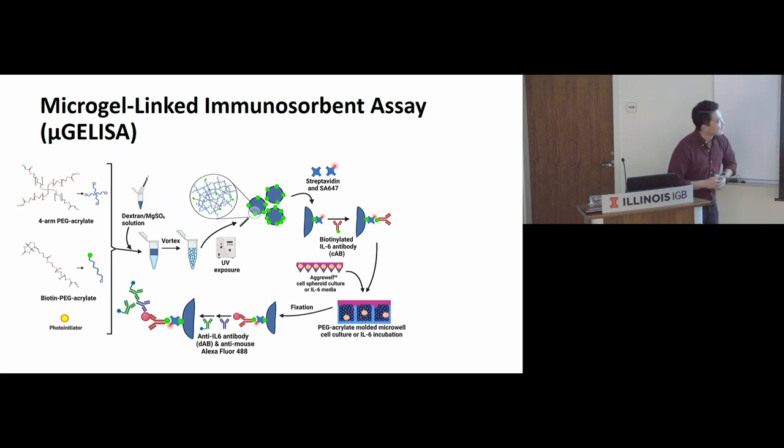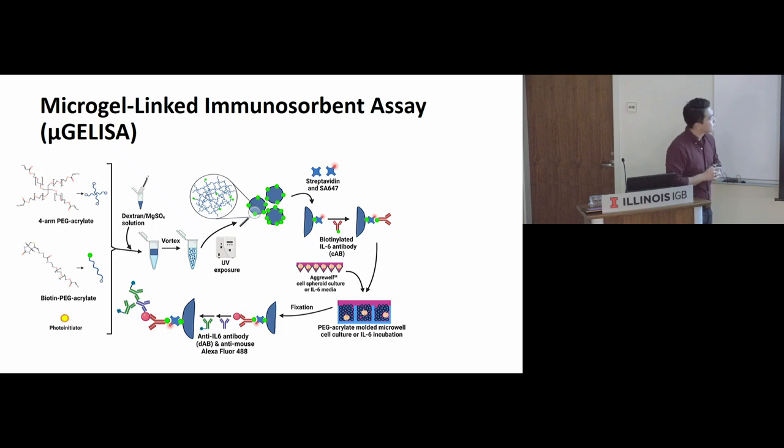So I named my technique microgel ELISA, a microgel linked immunosorbent assay. It's very similar to sandwich ELISA, just you're doing it in a very small microgel, giving it much more surface area in 3D space rather than restricting it to a single surface on the bottom. So the basic system is you use 4-arm PEG acrylate and biotin PEG acrylate.